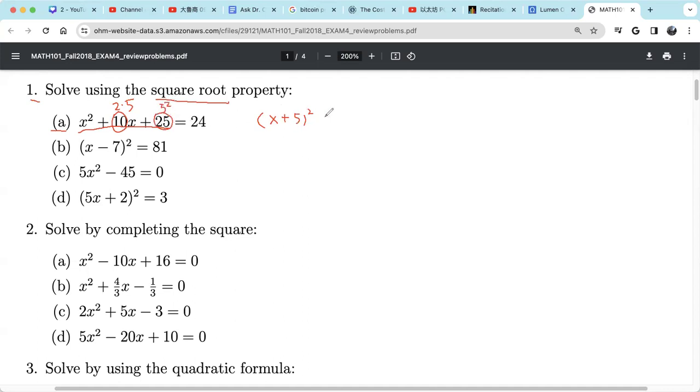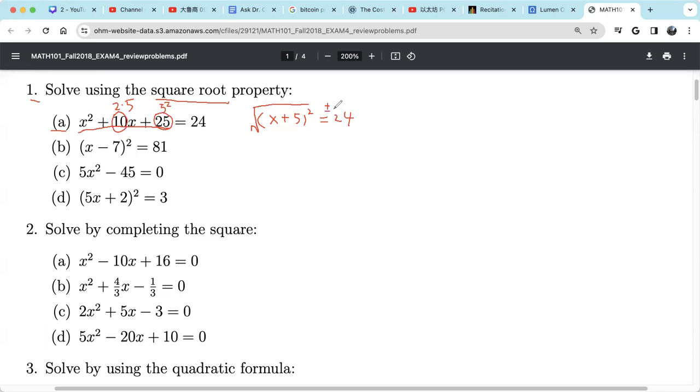So we see that's x plus 5 squared: x squared plus 5 squared, 25, and the middle term is 2 times 5 times x, which is 10x. So that equals 24. Now you see the left-hand side is a perfect square, so that means we can square root. We want to square root both sides.